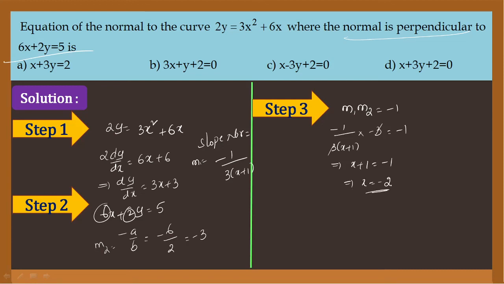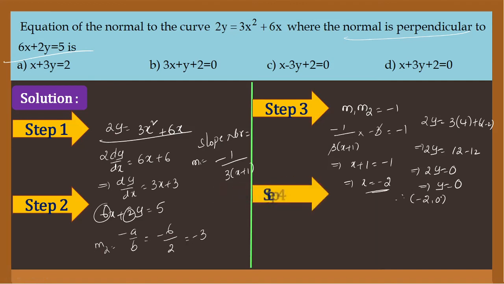Now substitute x = -2 in this, we get 2y = 3 into x square, (-2) whole square, that is 4, plus 6 into -2. This implies 2y = 12 - 12. This implies 2y = 0. This implies y = 0. Therefore, the point of intersection is (-2, 0).